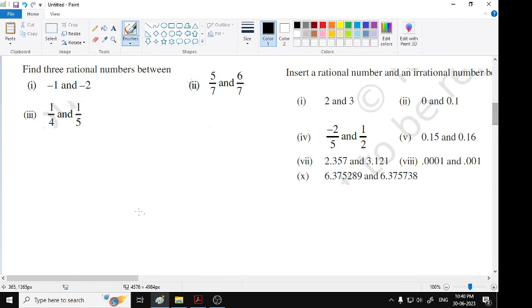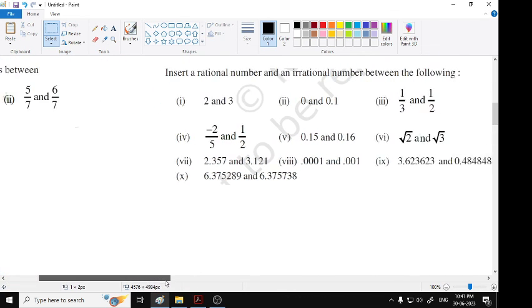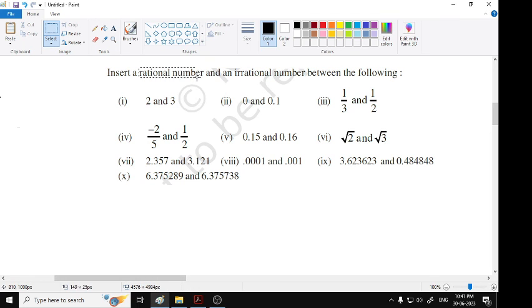Now these are some questions for practice. Find three irrational numbers between the given rational numbers and find some rational and irrational numbers between the given pair of numbers.